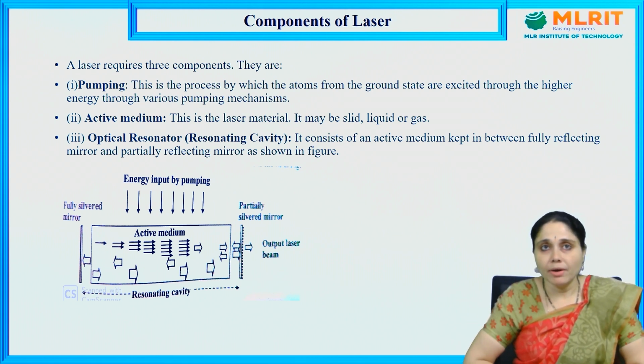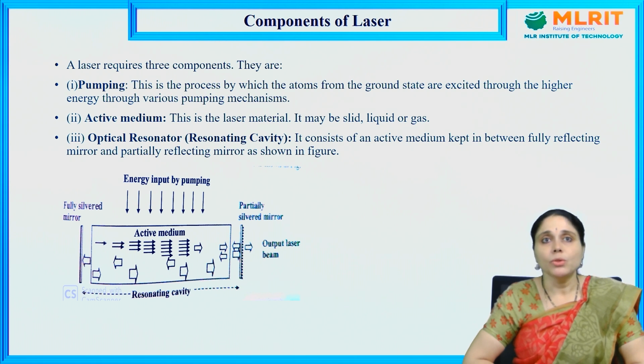This is the process by which atoms from the ground state are excited to higher energy levels through various pumping mechanisms. Now, the active medium. This is the laser material. It can be solid, liquid or gas. Now, the optical resonator cavity. It consists of the active medium kept in between two mirrors.